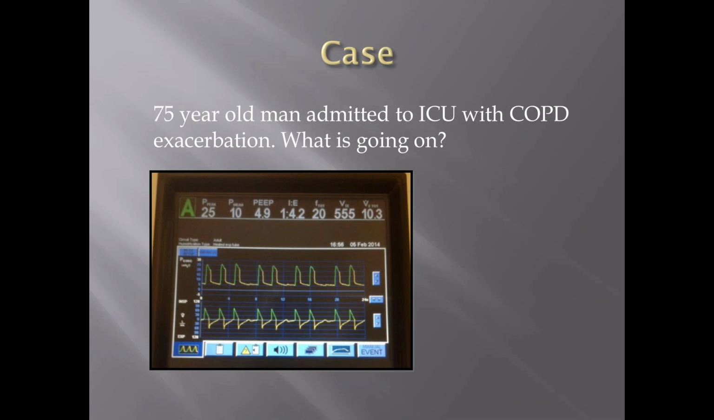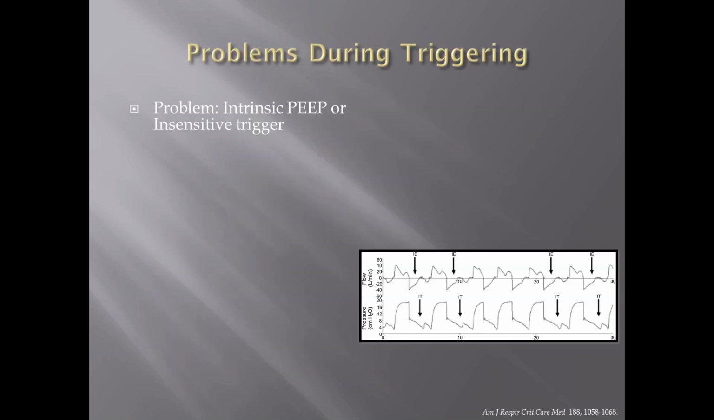As we talk about, this is actually the most common kind of asynchrony rather than breath stacking. But you can see how it could be easily missed, right? It could easily go under the radar because it's not as dramatic as the double trigger. Double trigger is like, hey, here I am. Okay. So problems you can have during triggering. A missed trigger or this.